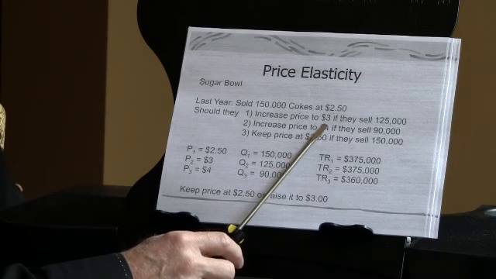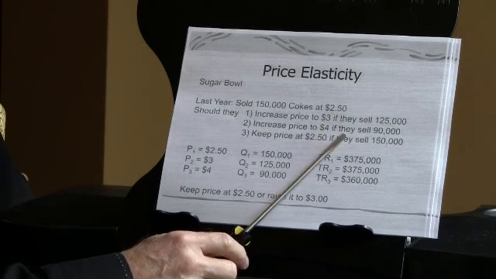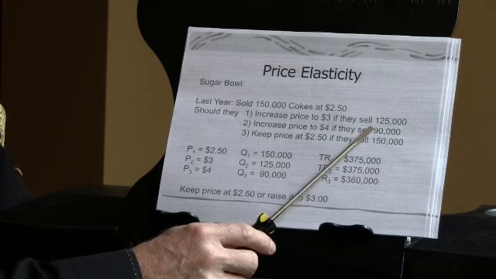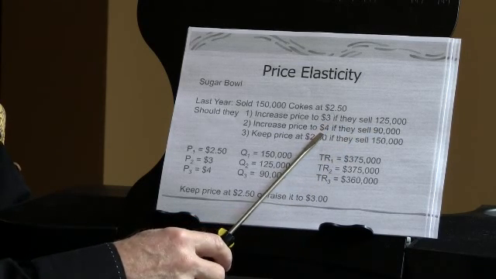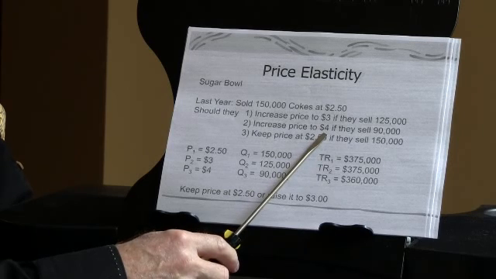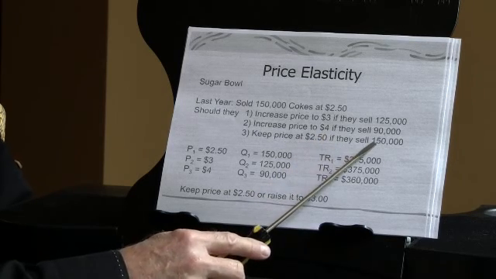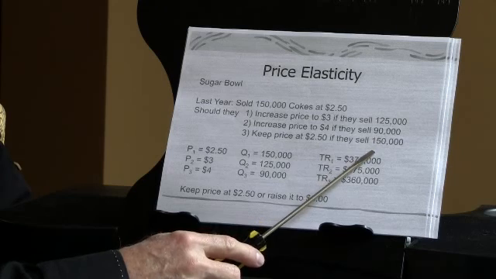No matter what we price these Cokes at. So we think we're going to sell 125,000 of these Cokes at $3. So maybe we should get a little greedier here. What if we increase the price to $4? Well, we still think we can sell 90,000 of these.